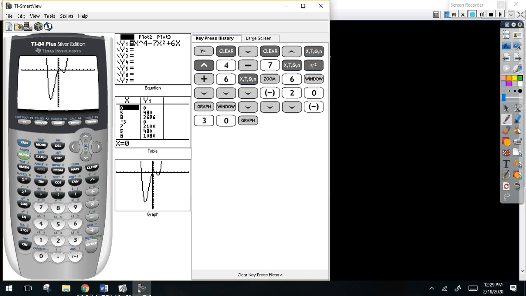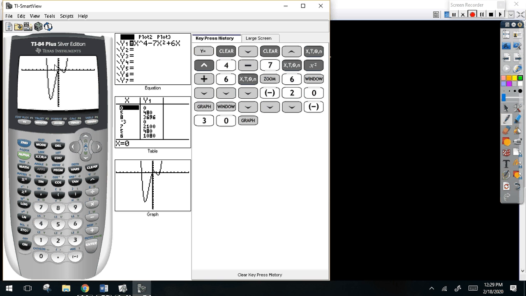How many zeros do you see? What's a zero? Remind me what a zero is. Places where it does what? It crosses the x-axis. That's exactly right. I see 1, 2, 3, 4 zeros. Do you see them all? Oh, I got 1, 2, 3.